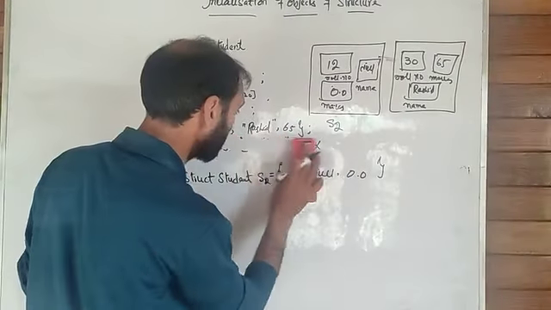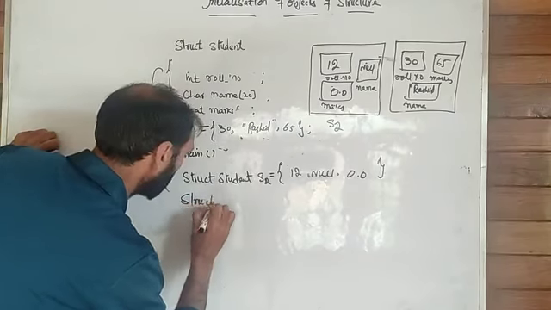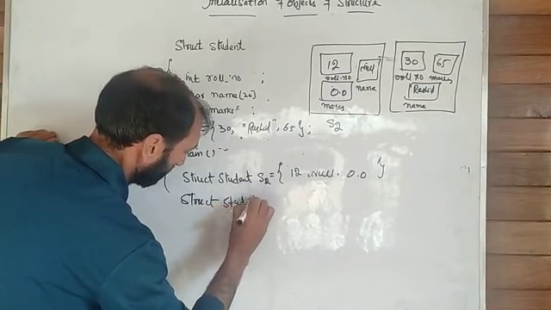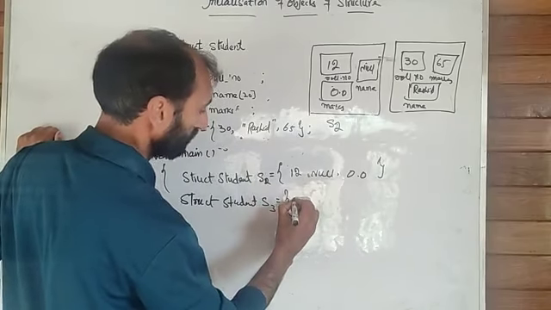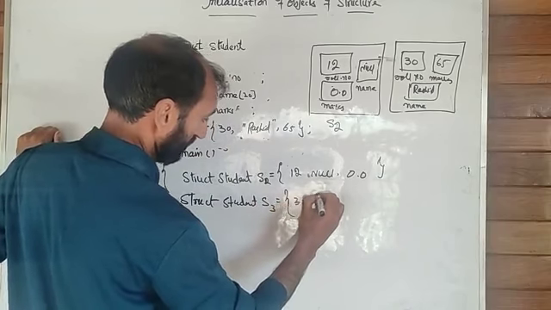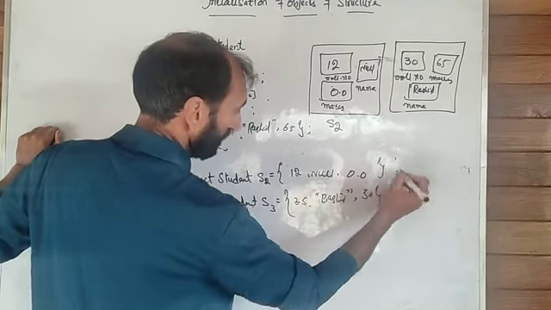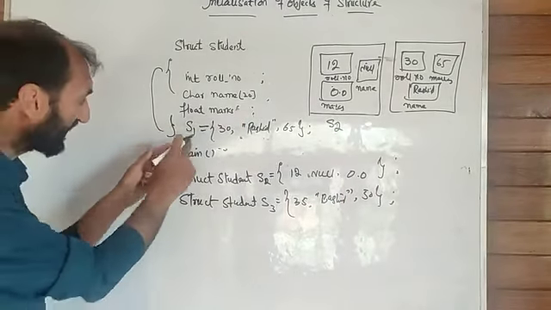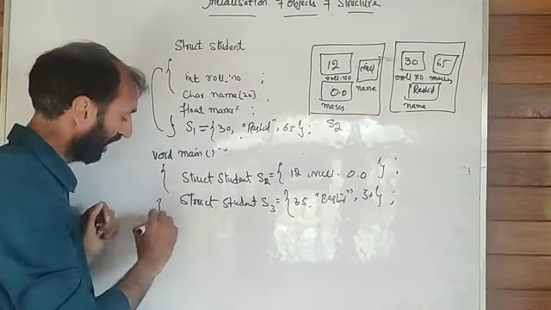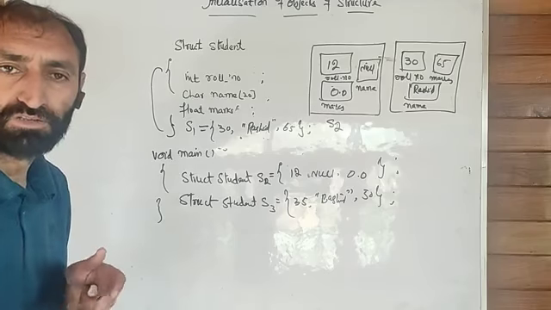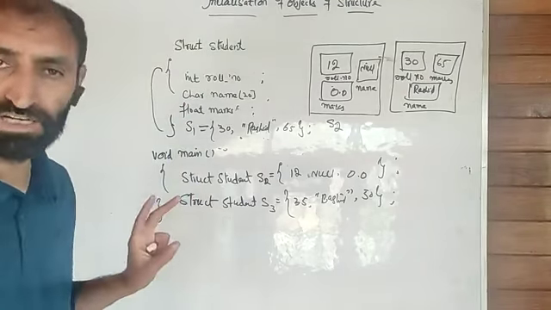I can declare and initialize the objects here as well. For example, here I can, but by writing their full name, struct student S3 equal to, for example, 35 is the roll number, Bashir is the name, and 50 is the marks. Now, it is okay. This means that I can initialize the objects of the structure inside the body of the structure, or in the main, or outside the body of the structure. I can declare and initialize the objects at any time, anywhere in the structure.